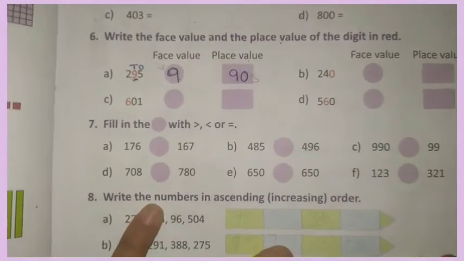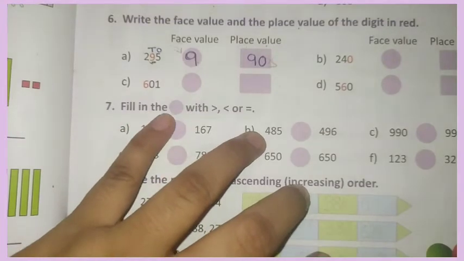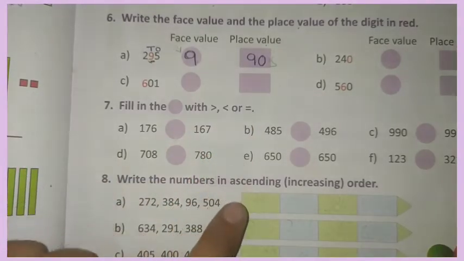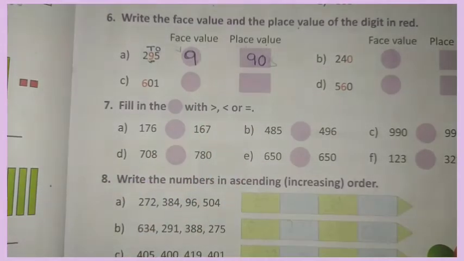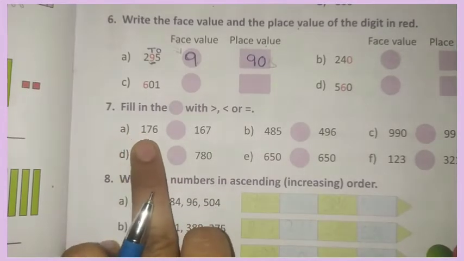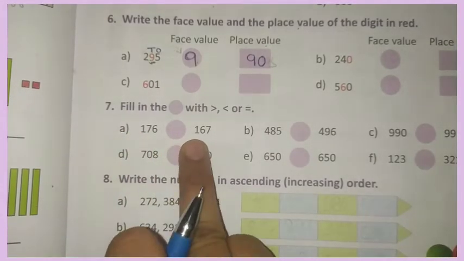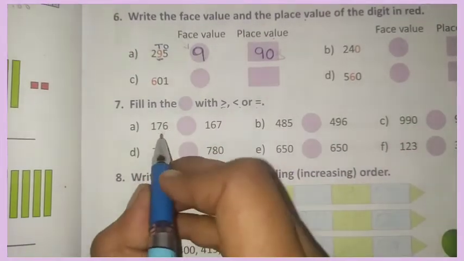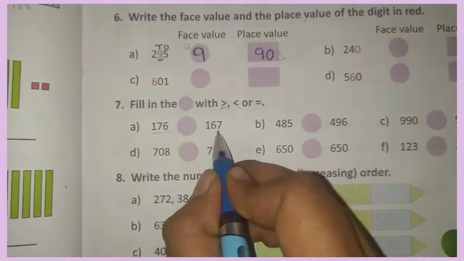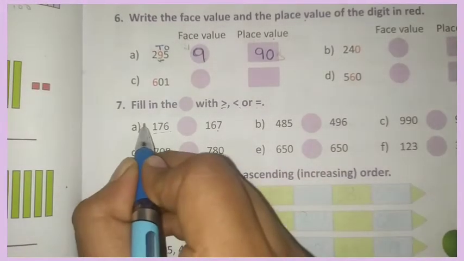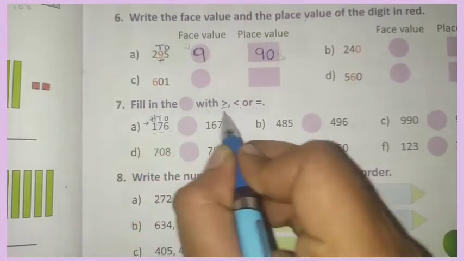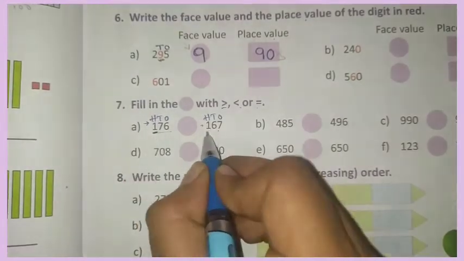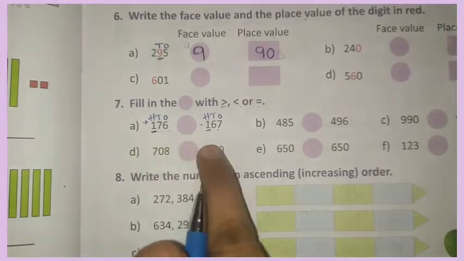Okay. Next, look at the 7th bit. Fill in the blank with greater than, less than or equal to. Look here, children. 176 and 167 are there. You have to use these 3 symbols in this. 176 is a 3-digit number and this is also a 3-digit number. We have to compare from the hundreds place. Ones, tens, hundreds. Here both are having 1 only.